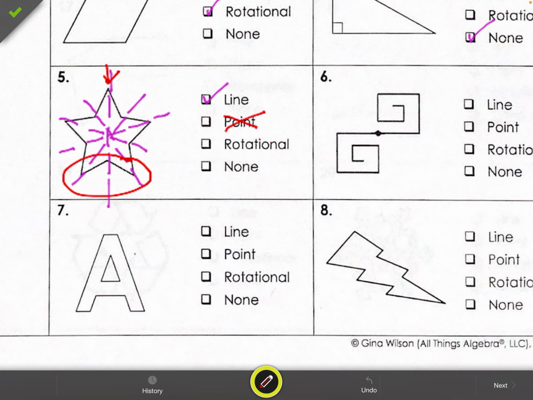Now, turn your paper back to normal. Just start rotating it. Can you start rotating it and get the picture to look exactly the same? And again, there's no set degree here. But if you start rotating your picture, you will see at about 45 degrees, maybe 60 degrees turn, that your star looks exactly the same as the original. So it does have rotational.